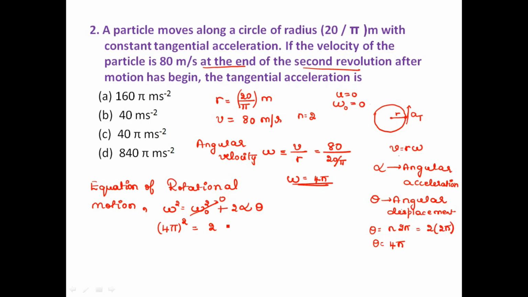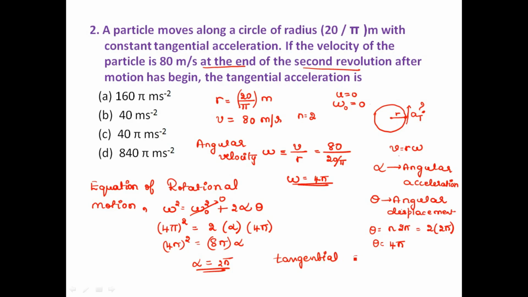The value of alpha is what we have to calculate in order to find the value of AT, that is tangential acceleration. Theta is 4 pi. So 8 pi into alpha equals 4 pi the whole square. What is the value of alpha for us? It is 2 pi. Hence, we can now calculate tangential acceleration.